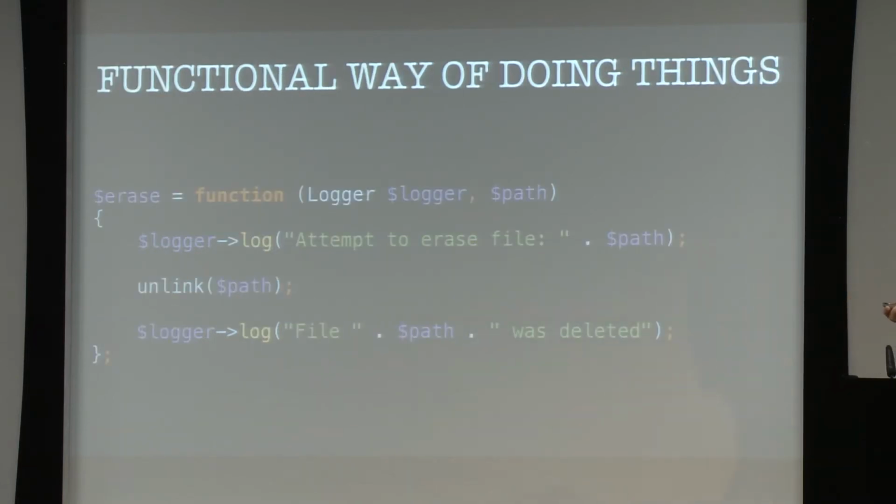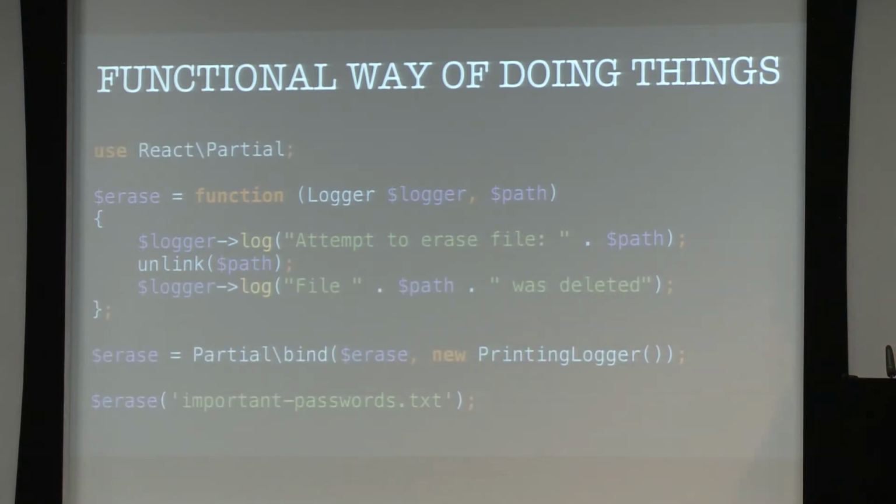But in reality, this can be expressed as this function. So it's just an anonymous function in that case that gets the logger, gets the path, and does everything. So it's just basically 4 or 5 lines of code instead of 12 or 15. And what we can do with functional programming is to get this dependency and bind it to this function straight away. So we get our function. There is React PHP written by Igor. You can get this partial and bind the first argument of this function to always be a printing logger. And then you can just pass the function around and call it as you used to call it.